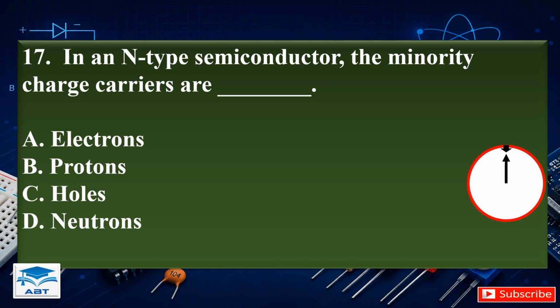17. In an n-type semiconductor, the minority charge carriers are A. Electrons. B. Protons. C. Holes. D. Neutrons. The answer is C. Holes.